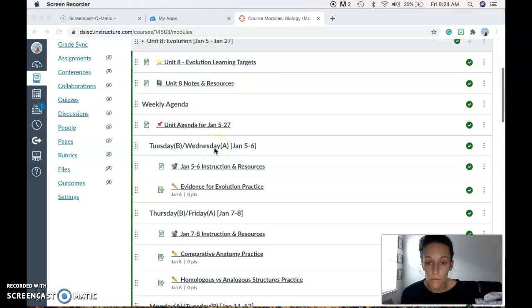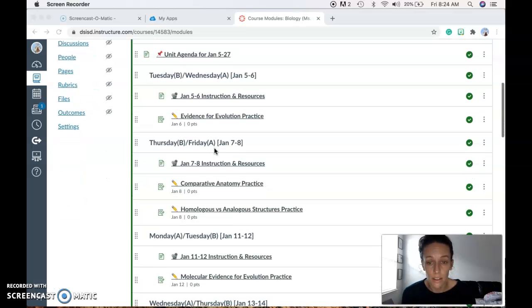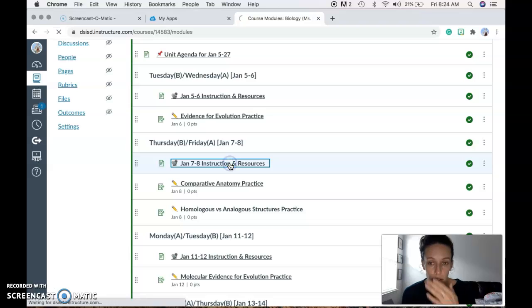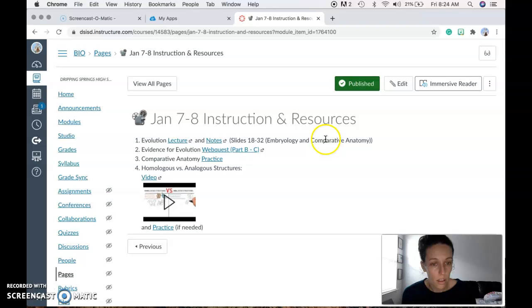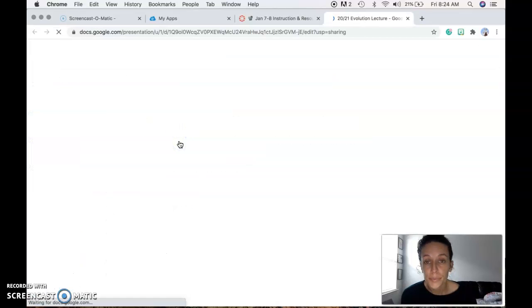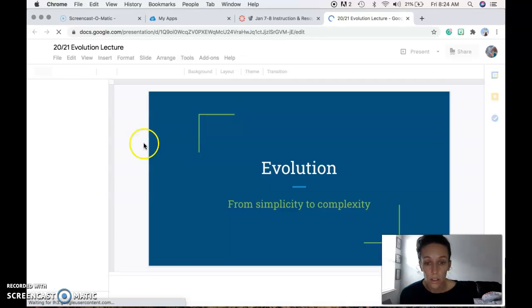So I just wanted to go over what you're going to be working on today in class. We've got a little bit more of our notes to take and then we've got a practice to work on. Today we're going to be going over embryology and comparative anatomy. There are two other forms of evidence that help support the theory of evolution, so we're going to start with going over those. We're starting on slide either 18 or 19.